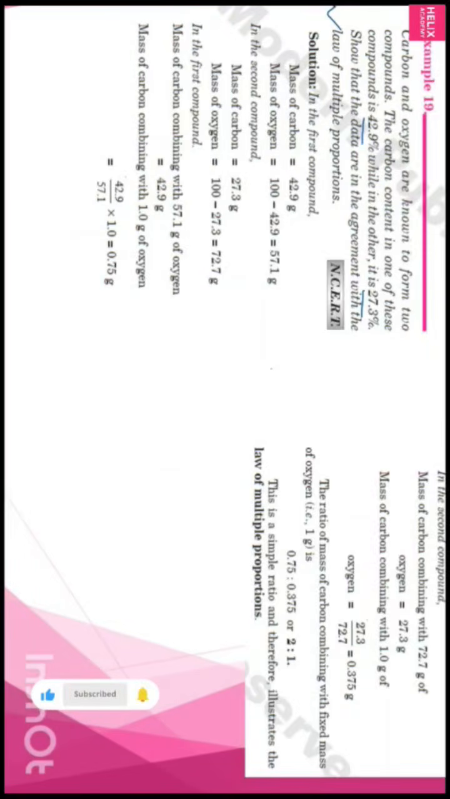Now, in the first compound carbon is 42.9%, so the mass of oxygen will be 100 minus that. In the second compound it is 27.3%, so 100 minus 27.3. Now in the first, carbon combining with 57.1 gram of oxygen, so the mass of carbon combining with 1 gram of oxygen will be this. In the second, the mass of carbon combining with 1 gram of oxygen is this part.